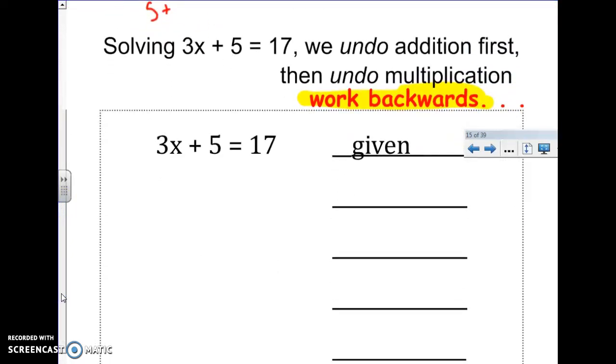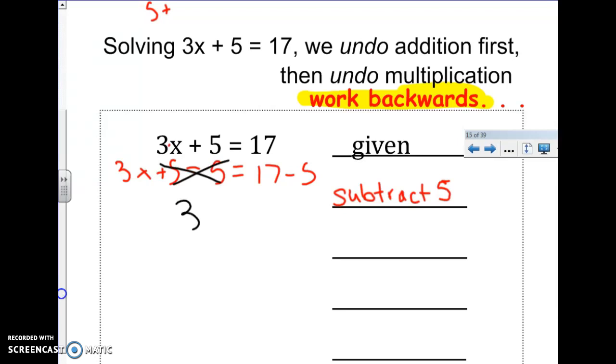We read this as 3 times a number plus 5 should give us 17. So again, working backwards with order of operations, the first thing I want to do is take care of that adding of 5. So I'm going to subtract 5 from both sides. And again, I want to make sure I'm doing that to both sides. And again, we're using our additive inverse, so those are going to cancel out.